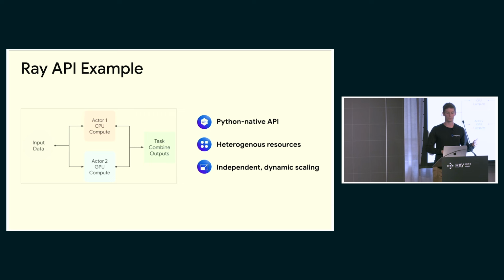It also lets you express heterogeneous resource requirements natively in the code. So you can easily have actor 1 on one pool of CPU instances, actor 2 on a different pool of GPU instances, and then maybe that task can run on either of them, or maybe it needs some other type of resource. And finally, each of the stages can be independently scaled and dynamically auto-scaled up and down, which is one of the most important parts of Ray for optimizing cost and utilization.